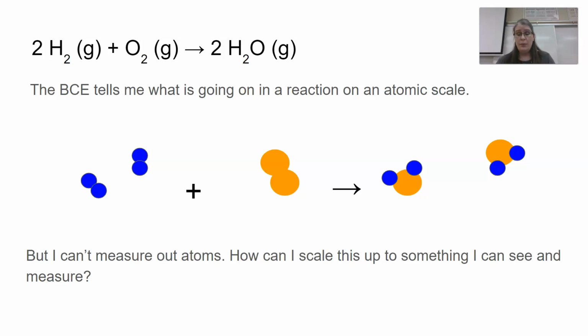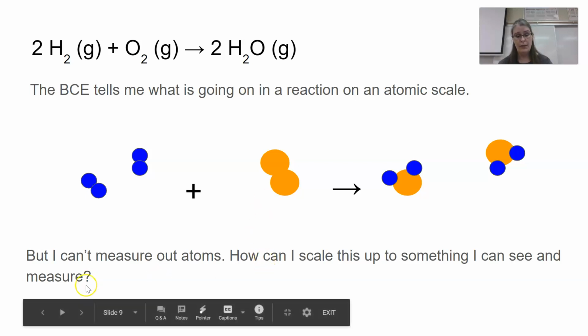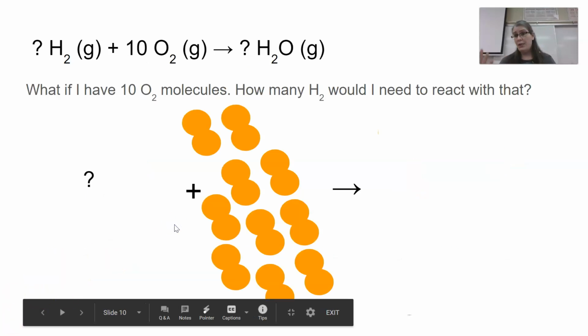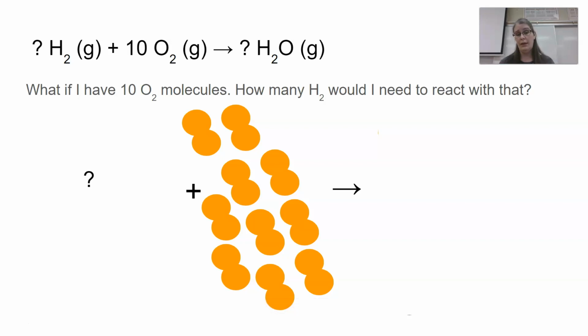And that's great to know, but the problem is I can't measure atoms, so I need to scale this up somehow to something I can see, something I can measure. Well, let's try scaling it up a little bit first. Let's go to 10 oxygen molecules like I've got on the screen. 10 oxygen molecules is 20 oxygen atoms.